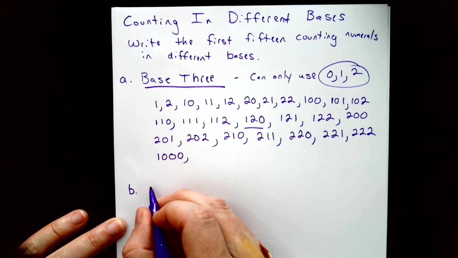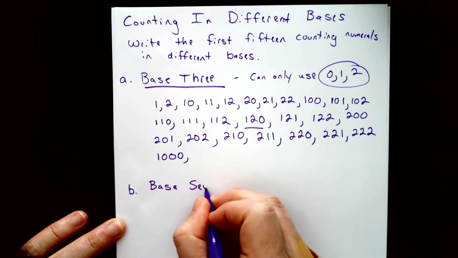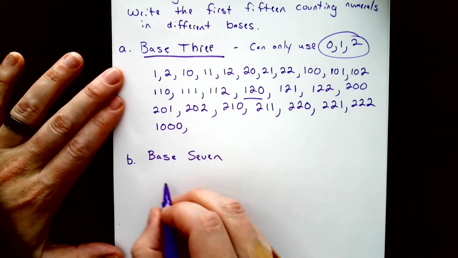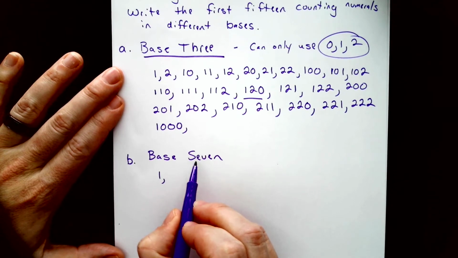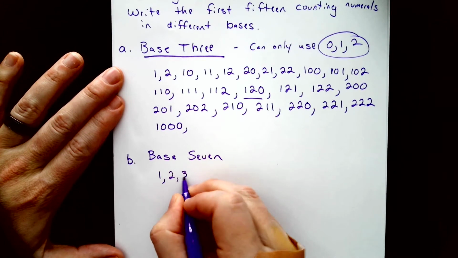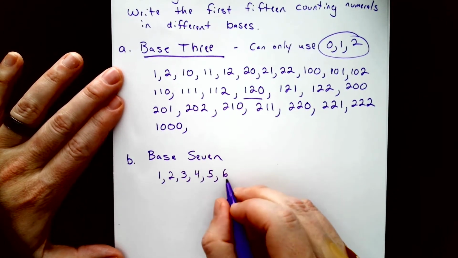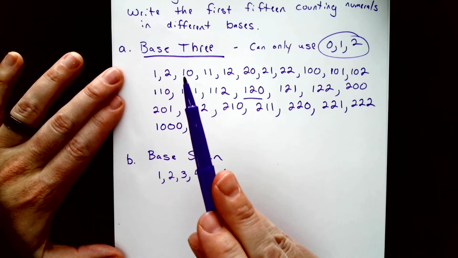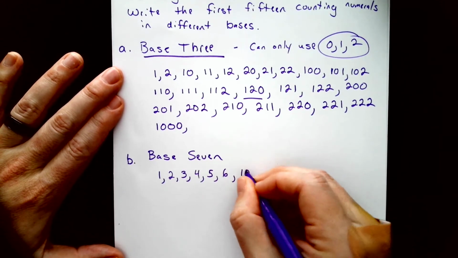Let's do one in base 7. Let's try to count to 15 in that one as well. So counting numerals again, we'll start with 1. Remember, we're in base 7, so we can go up to 6. We can't go to 7. So we say 2, 3, 4, 5, 6. We can't put a 7, so what did we do up here when we ran out? We added another digit. So we put a 1 and then start at 0.